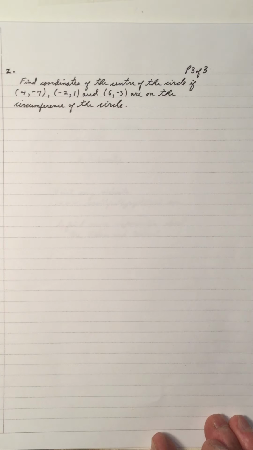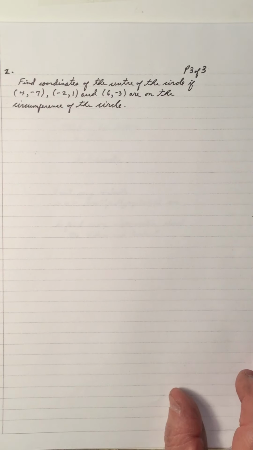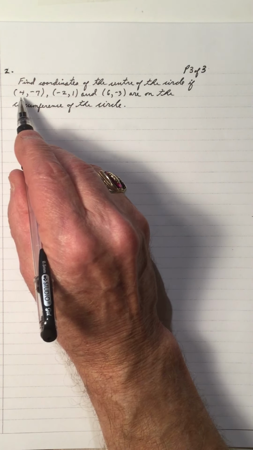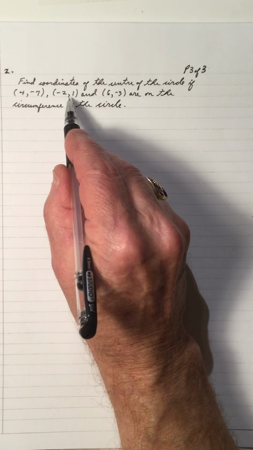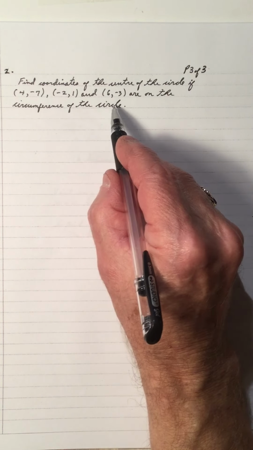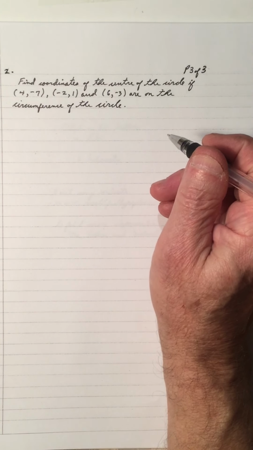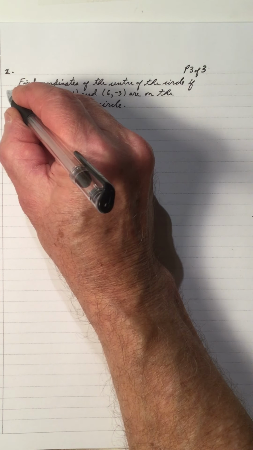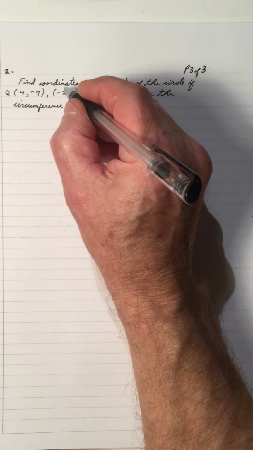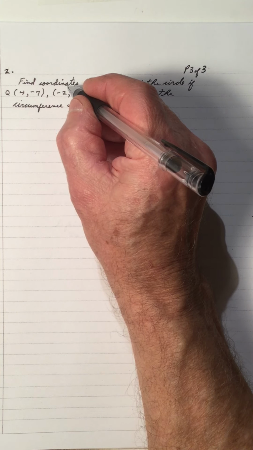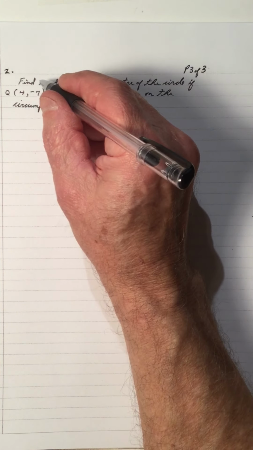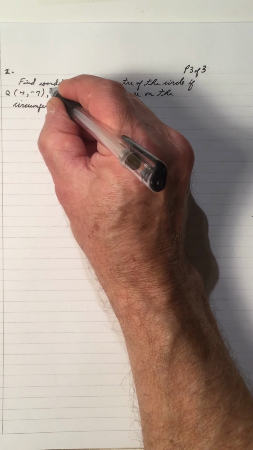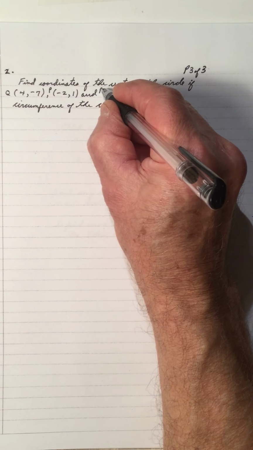Okay. Here's an interesting question. Find the coordinates of the center of the circle if (4, negative 7), (negative 2, 1), and (6, negative 3) are on the circumference of the circle. So what I'm going to do is label these points. Let's make this Q so we know what we're talking about, and we'll make this P, and we'll make this one R.